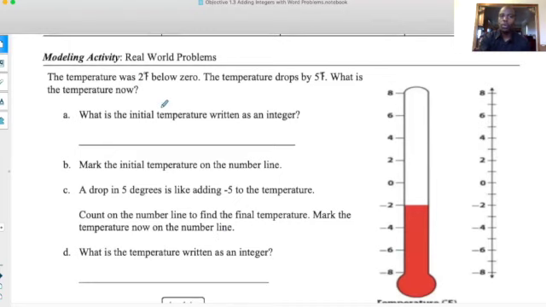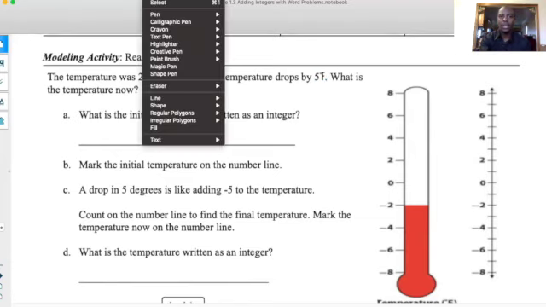Now, one thing about word problems is they are all based on real world problems, right? So in this case, the temperature was 2 degrees Fahrenheit below zero. The temperature drops by 5 degrees. What is the temperature now?